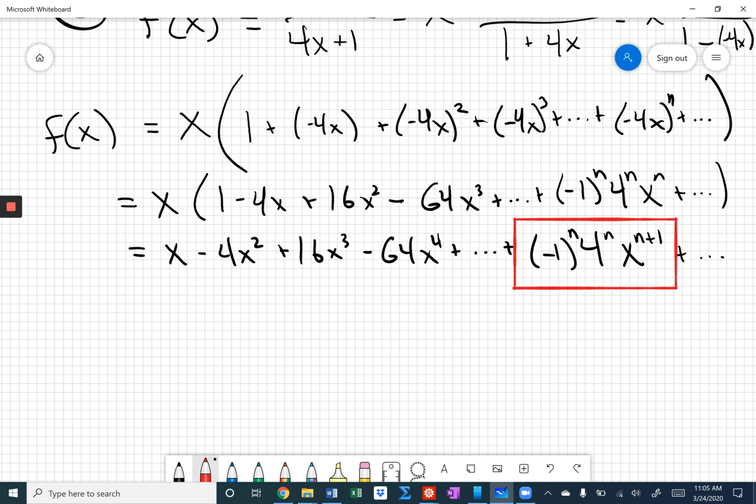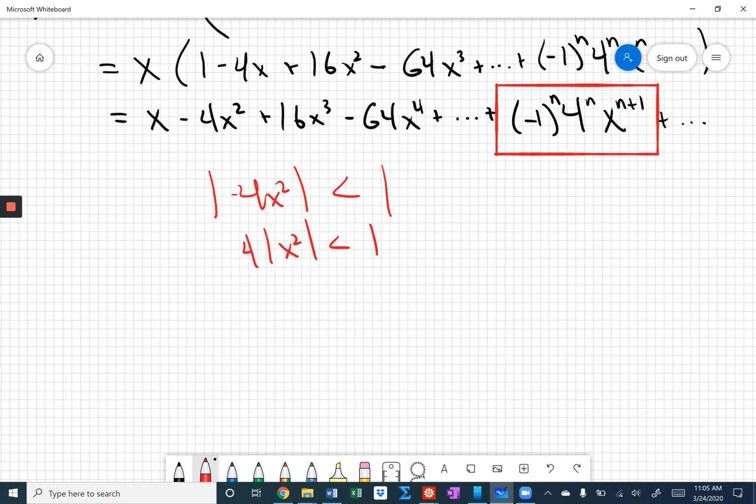All right, so again, because this is geometric, we're multiplying by the same thing each time. We're multiplying by negative 4x squared. So we need magnitude of negative 4x squared less than 1. And so that would be 4 times the magnitude of x squared less than 1. And so the magnitude of x squared is going to be less than 1/4. Or, take a square root here. You're getting a negative 1/2 less than x less than 1/2. That is your interval of convergence.